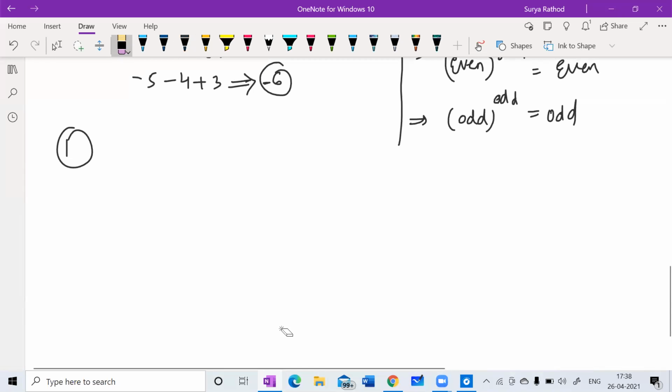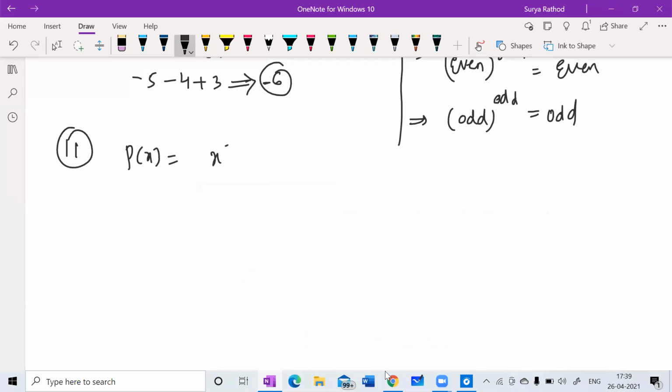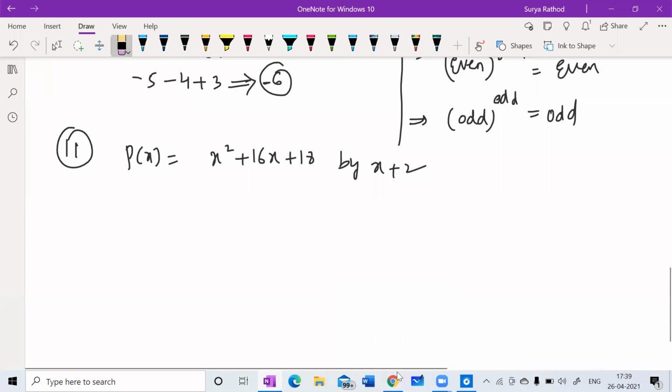11th question. Am I right? 11th question. So what is my P of x? Polynomial has been given over here. What is the polynomial given? X square plus 16x plus 18. We have to divide this by x minus 2. That is what has been given, right?